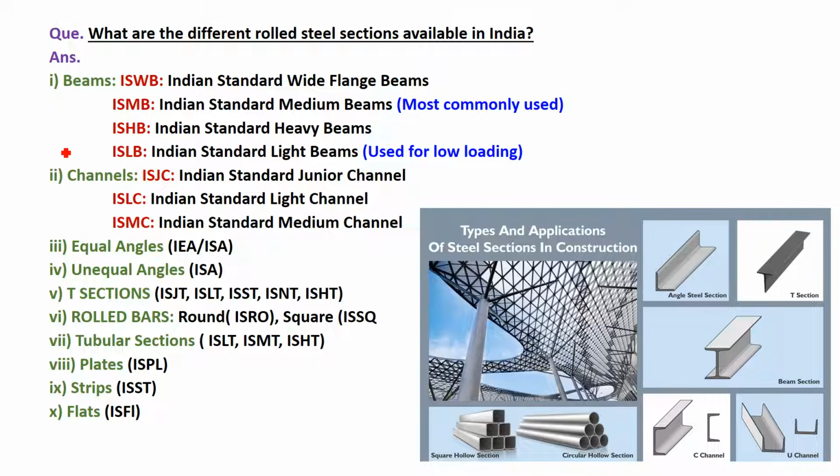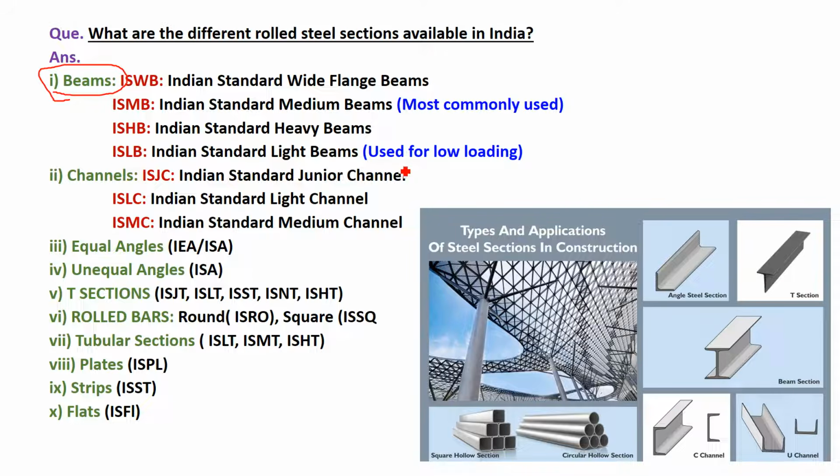So for beams, there are 4 or 5 types. There are many types of sections, but these are the 4 types: ISWB, ISMB, ISHB, ISLB. What is ISWB? It is Indian Standard Wide Flange Beam. ISMB, Indian Standard Medium Beams. ISHB, Indian Standard Heavy Beams. ISLB, Indian Standard Light Beams.